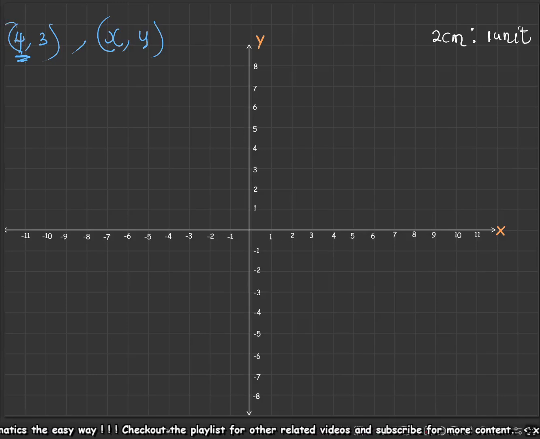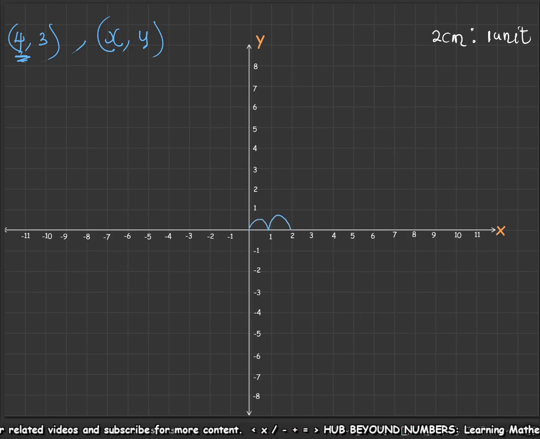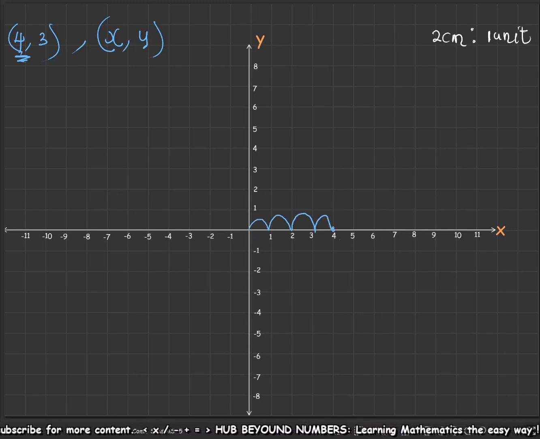The first term here, as I said, represents what? My x-axis, and it's a positive. So all it is telling me is that I should move 4 paces to the right. So I have 1, 2, 3, 4. You see, now at this point over here, I'm standing here.